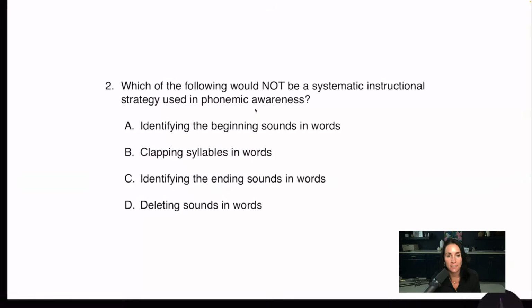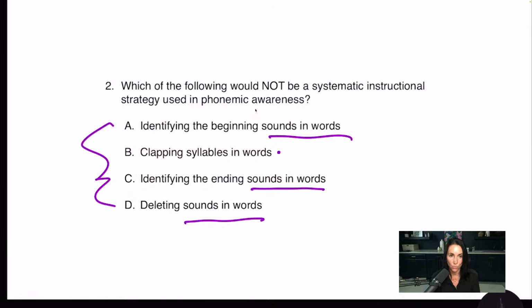Starting with the answer choices here, identifying the beginning sounds in words. I know that's phonemic. Clapping syllables in words. Okay, that's going to be more of morphology when we're breaking down words, probably a structural analysis where we're trying to figure out the actual syllables in words, and could be a little bit of phonological awareness. We saw that on the continuum that we looked at earlier. Identify the ending sounds in words. Okay, I have sounds. Deleting sounds in words, sounds. So I have A, C, and D are all sounds in words. So let's read the question stem here.